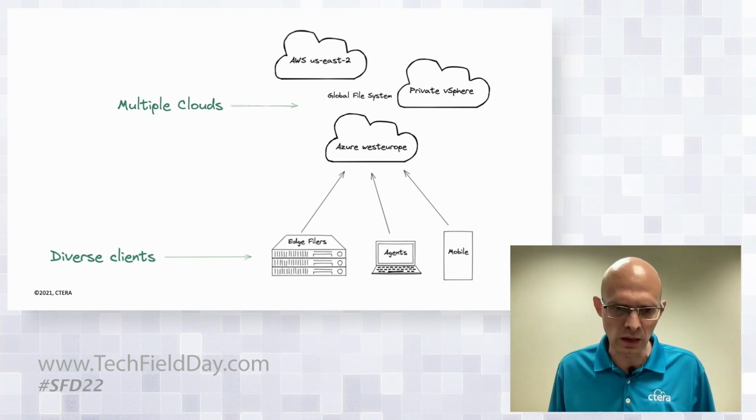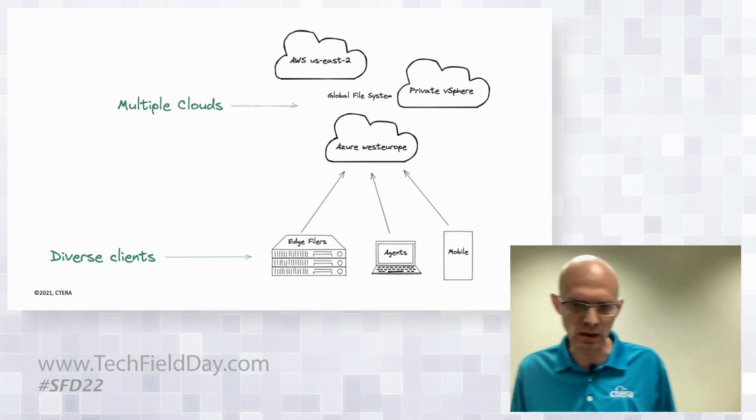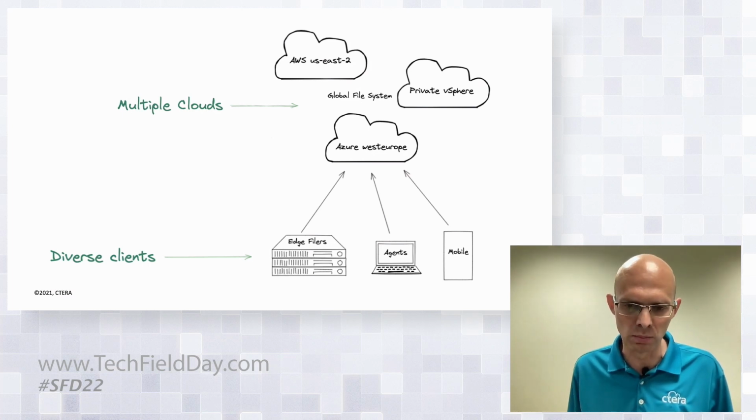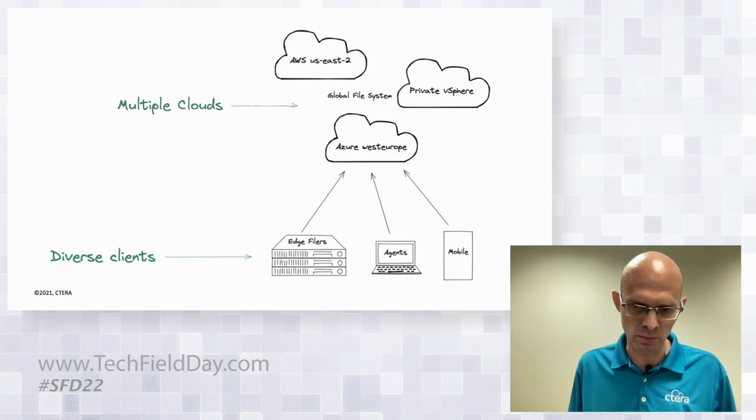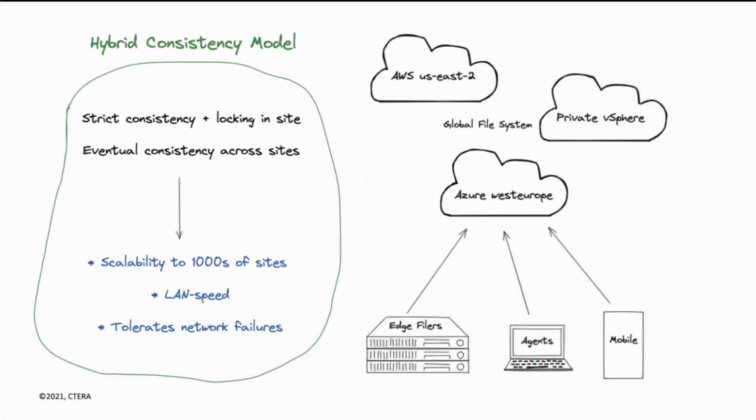And one important aspect that you should understand is that the agents and the mobile devices are first-class citizens of the global file system. So they don't connect to the edge filers and from there to the global file system. They connect directly to the cloud, and they don't rely on edge filers.